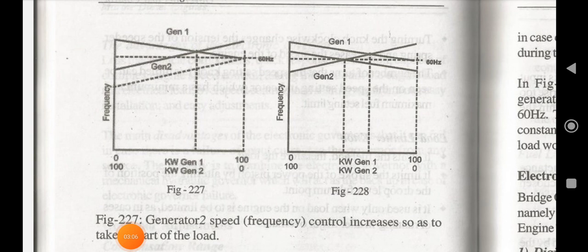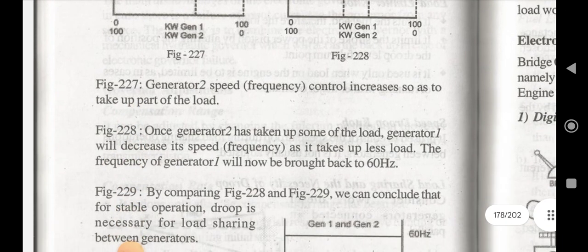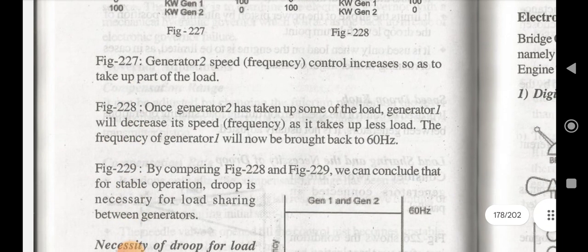Here we can say in this figure generator 2's speed or frequency control increases so as to take up part of the load. In figure 2.27 we can see generator 2's speed control increases so as to take up part of the load. In figure 2.28, once generator 2 has taken up some load, generator 1 will decrease its speed or frequency so as to take up less load. So the frequency of generator 1 will now be brought back to 60 Hz.